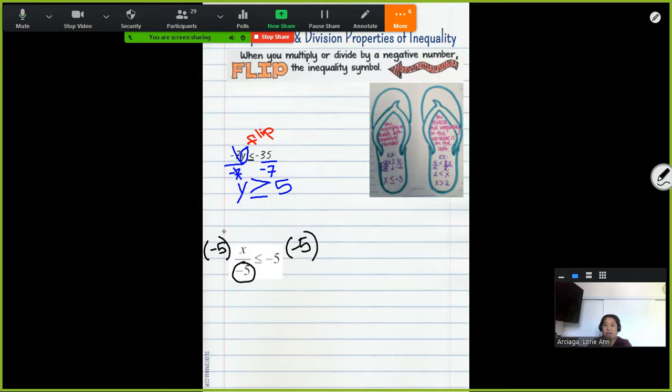So now we cancel this out. -5 divided by -5 will just become 1. So no more -5 on the left. Bring your x down. There you go. Now we again multiplied by a negative number, so we flip. We flip. All right. So originally it was less than or equal to, so now we go greater than or equal to, and then -5 times -5 is +25.